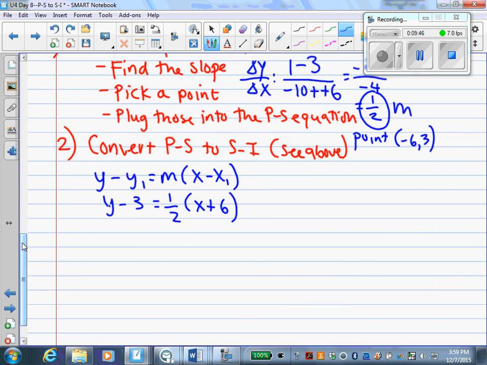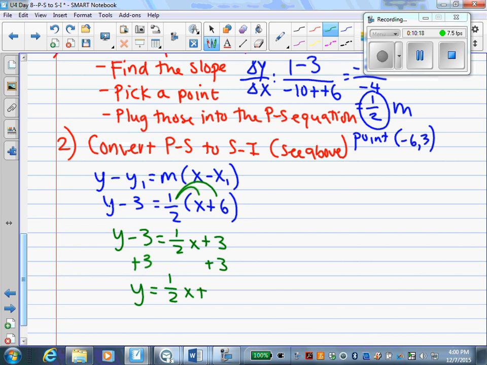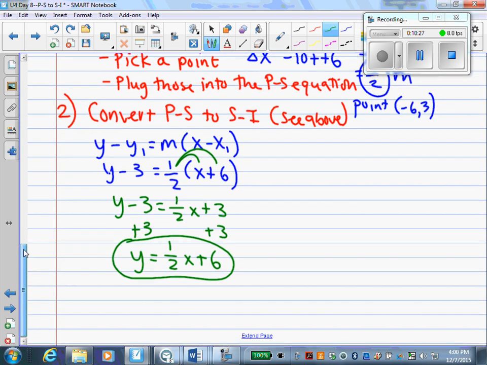I'm going to convert to slope-intercept form. So this is like what we started with. Our first step is to distribute the slope. So y minus 3 equals 1/2 x, and then 1/2 of 6 is 3, so plus 3, because 1 times 6 is 6, 6 divided by 2 is 3. And the very last thing I do is get y by itself. So in this case, I have to add 3. So plus 3, plus 3. I get y equals 1/2 x plus 6. And I am done. I got an equation in slope-intercept form from 2 points without graphing.